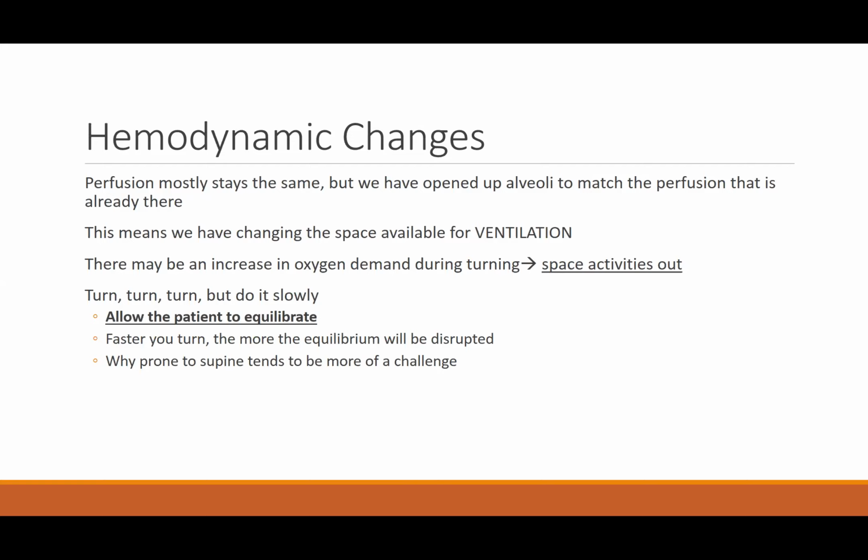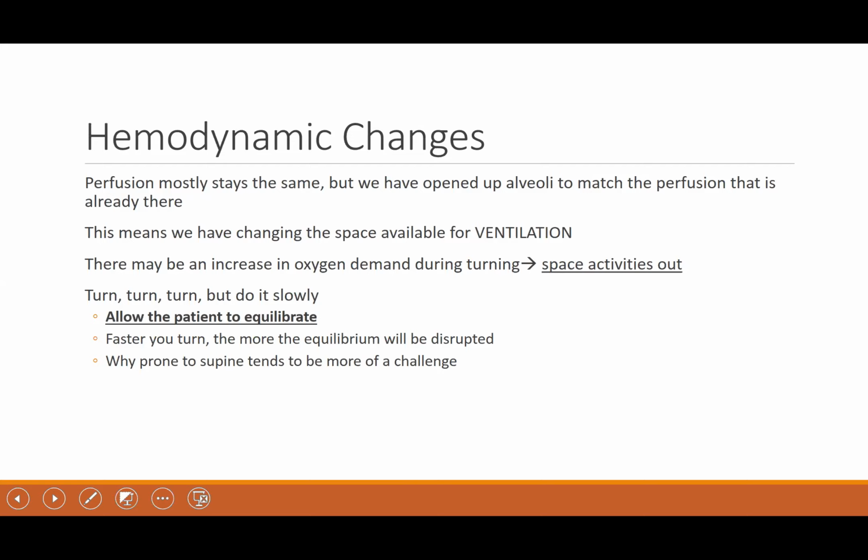And so this is oftentimes why, when we prone people, and we have them proned, and it's been 16 hours, it is time for us to supine. When we supine individuals, we really need to give patients as much time as we can to really settle back out after a turn. And the faster that we turn, the more the equilibrium gets disrupted.